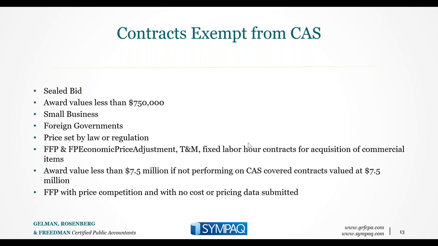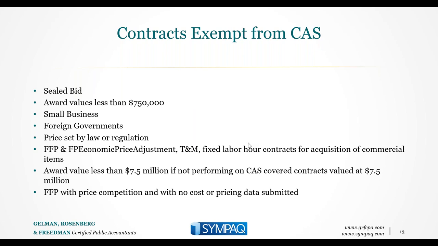One of the more interesting ones is firm fixed price with price competition where there's no cost or pricing data. So this is where the CAS is now finally on parity with negotiated contracts that have cost or pricing data and have to sign a certificate of current cost or pricing data. Sounds repetitive, but if that is a requirement, then that type of fixed price will be subject to CAS. And the basic threshold to start it all is at 7.5 million. That's why it says if it's less than 7.5 million.